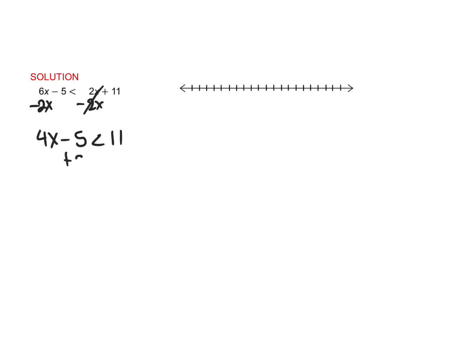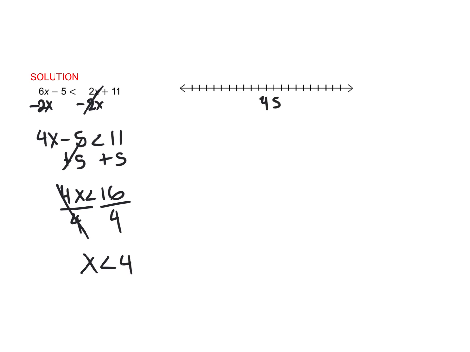Then I'm going to add that 5 on both sides. It's going to give me 4x is less than 16. Then I'm going to divide both sides by 4, and I get x is less than 4. And I'm just going to put 3 numbers on the number line. Make sure it's open, and we draw the arrow to the left.